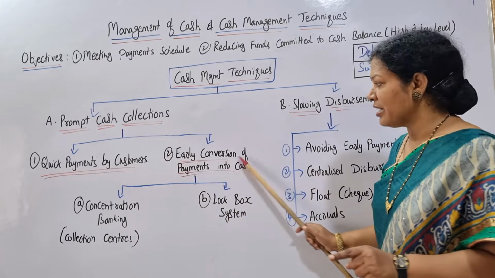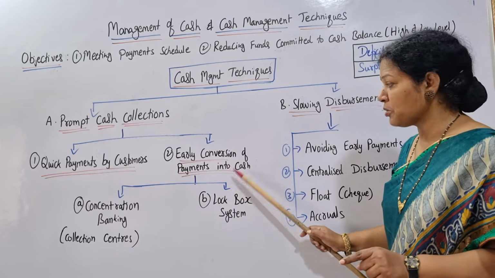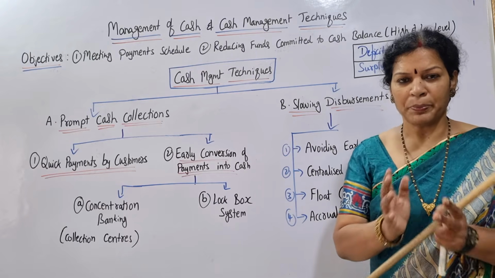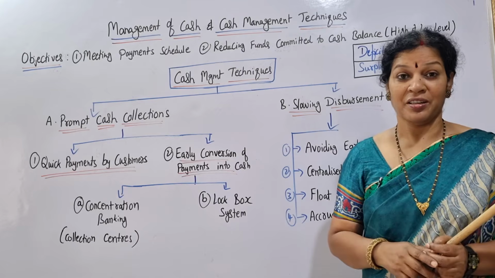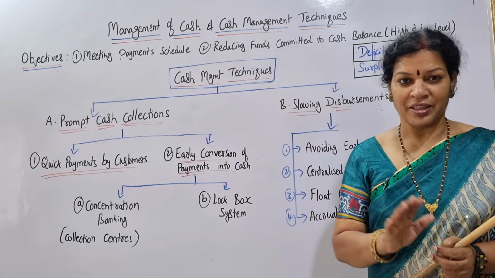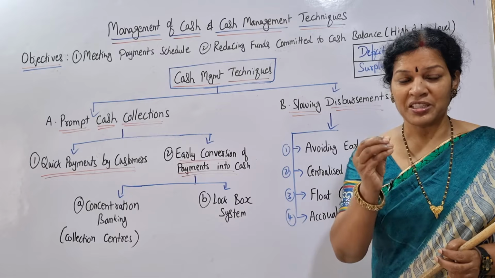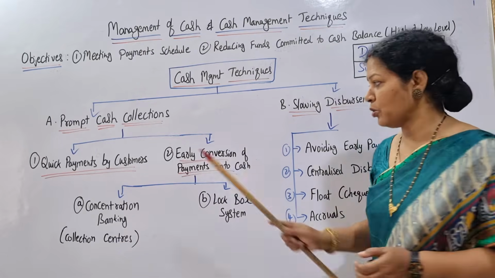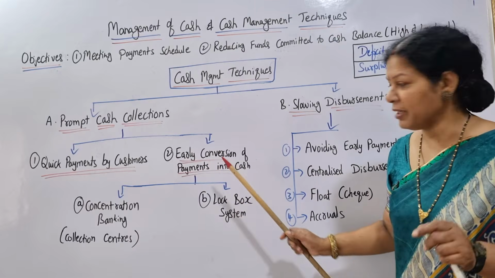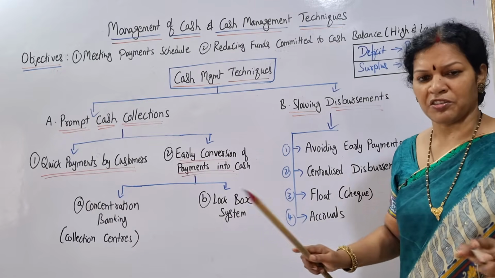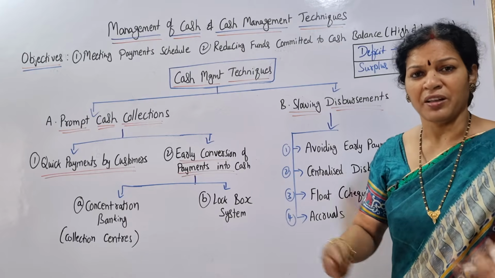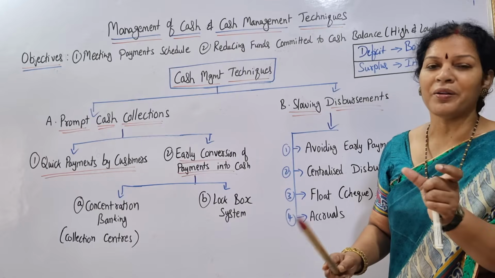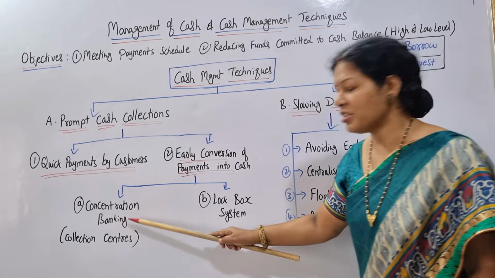The second thing is early conversion of payments into cash. Sometimes customers are ready to make the payment, but a proper methodology is not there. They do not know the proper channel. Then you are going to make such a channel where the customer will feel comfortable to make the payment. Are you getting me? Convert it, they wanted to pay. How do we get it? Here you can maintain two important strategies. One is concentration banking.